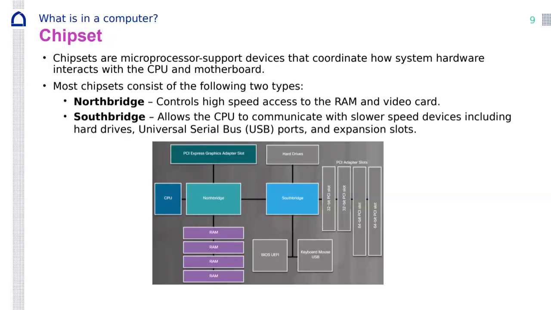So which one is slower? South Bridge. North Bridge is faster. Okay.